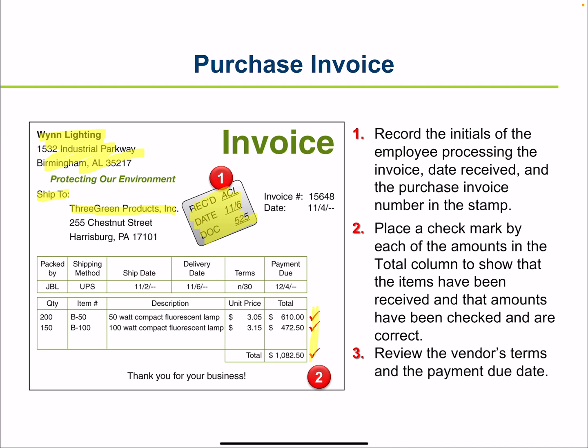And then they're going to review the vendor's terms and the payment due. So you can see right here, payment is due on December 4th. You can also see the terms of the sale. Do you see the terms? N30. That means that the net amount is due within 30 days. That's what the N30 means. So they have 30 days to make payment.